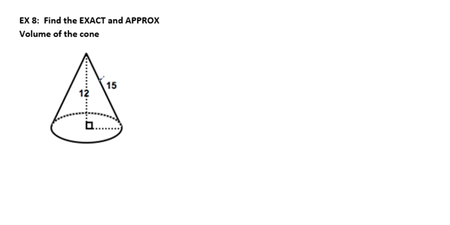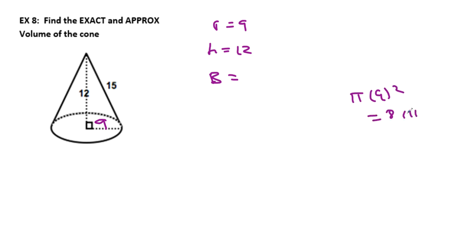So we got our height, we got a slant height, but we don't have our radius. So guess what? Pythagorean again. A squared plus b squared equals c squared. Well, that's another triple. We do lots of triples here. So that's going to be 9. So r is equal to 9, height is equal to 12, and big B is equal to pi r squared, which is equal to 81 pi. Okay?